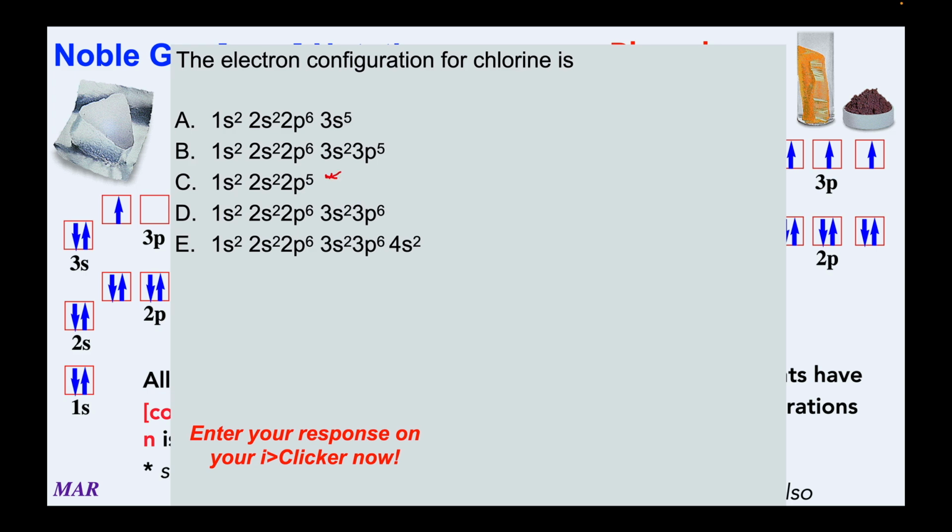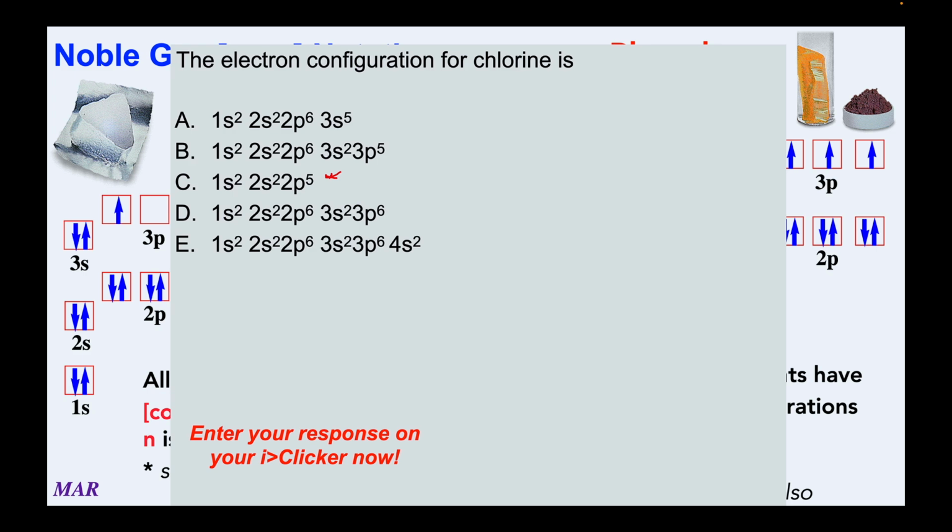C has 1s2, 2s2, 2p5. And if you count those superscripts, that's 2 plus 2 plus 5, a total of 9 electrons. And we want a system with chlorine that has 17 electrons, so that's not enough electrons. So answer C is not correct. That's actually the electron configuration for fluorine, if you remember earlier.